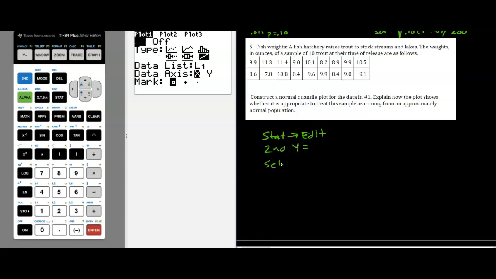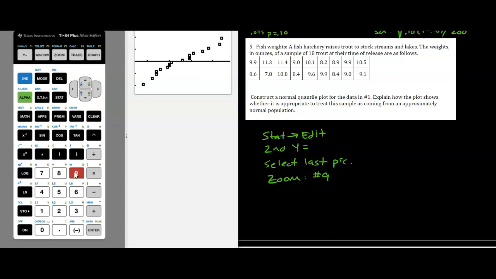You select the normal quantile plot, so select that last picture. And then after we do that, oh, that's already selected, so you probably don't have to do that right now. After you do that, we say zoom, and then we go to number 9, which is zoom stat. So zoom 9. And there we go. We have a normal quantile plot.